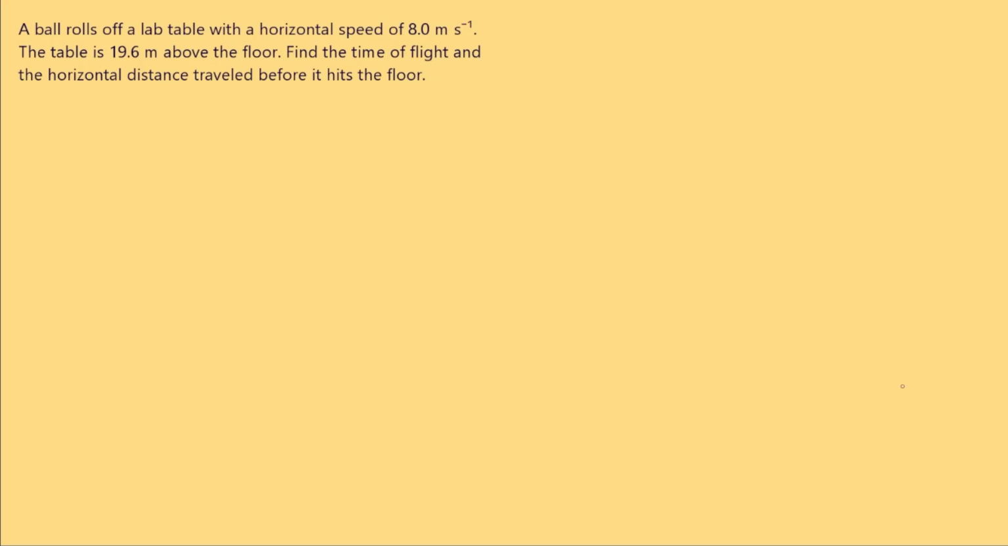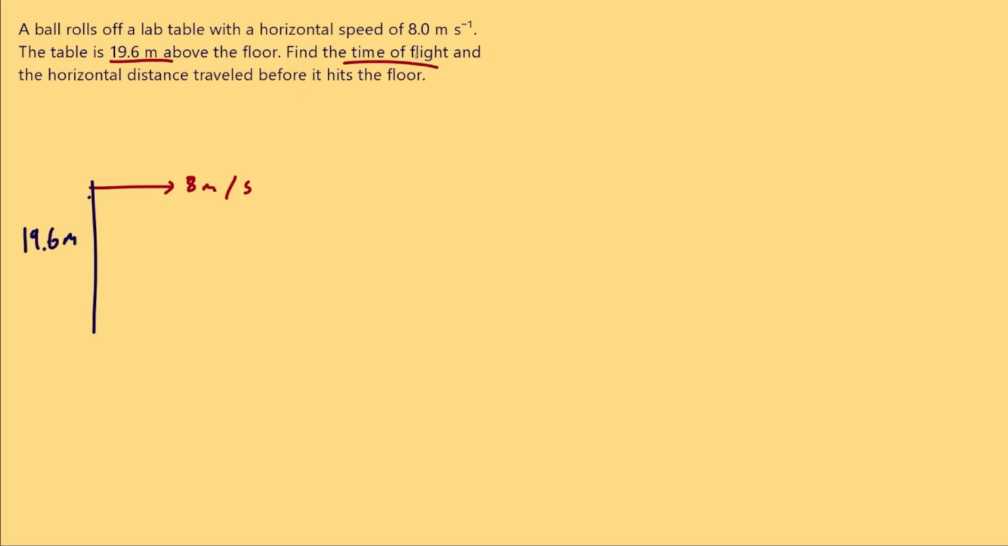Today we're going to make these projectile from a height problems feel like routine, starting with probably the most common case that you'll see. And as I read out the problem, I'm going to map out a sketch. A ball rolls off a lab table with a horizontal speed of 8 meters per second, and the table itself is 19.6 meters tall. We're tasked to find two things.